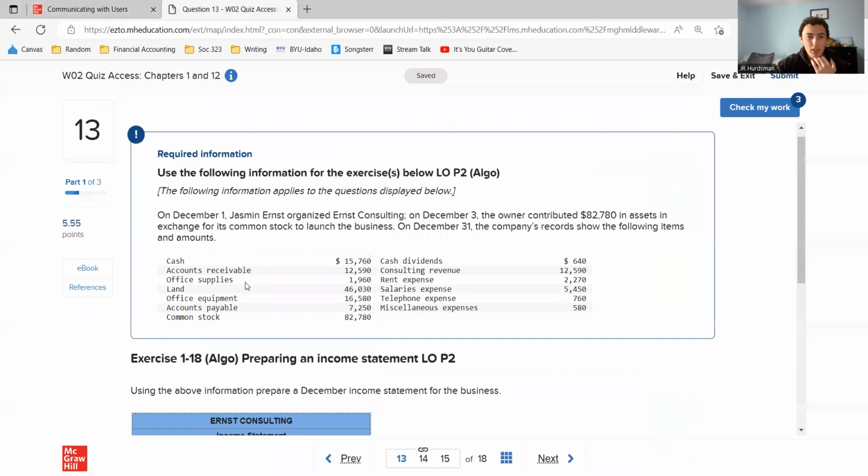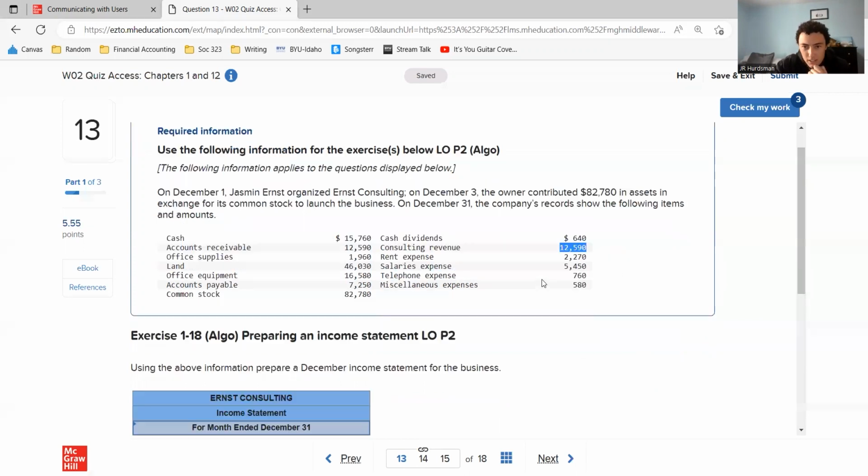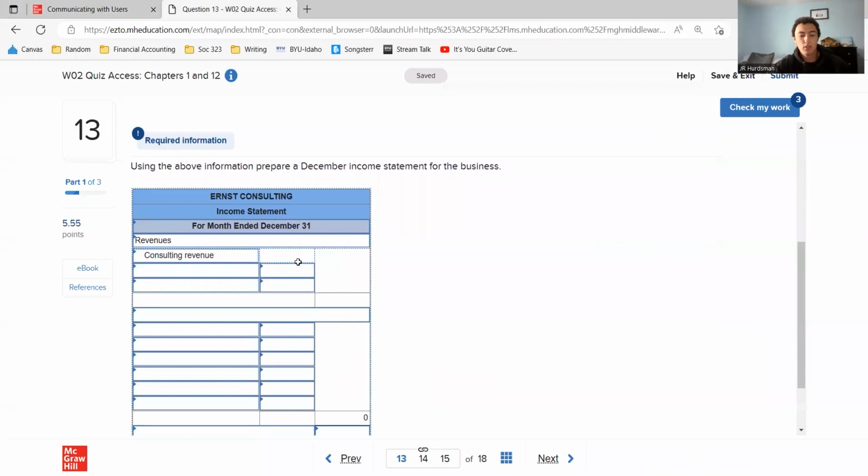You just look up here for anything that says revenue, and the only revenue that I could find was this consulting revenue. So you're just going to take this 12,590 and paste it in there. And then it automatically says total revenues. Boom. Super fancy, super nice.